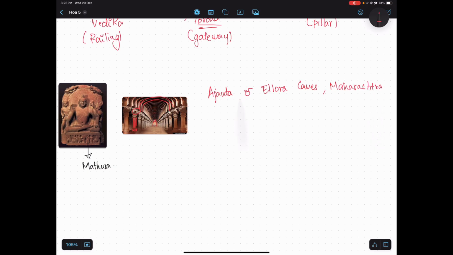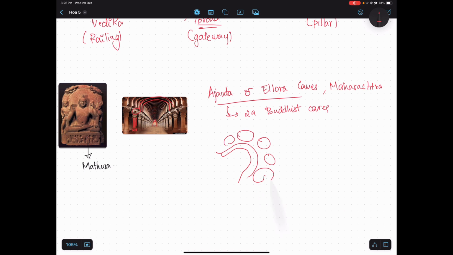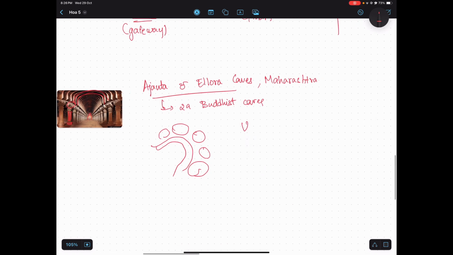This also has 29 Buddhist caves. Like it's along a river as such, and all these structures amount to 29 Buddhist caves. Then you can have an example of Udayagiri caves, which is in Orissa.